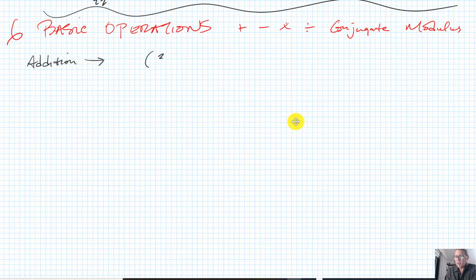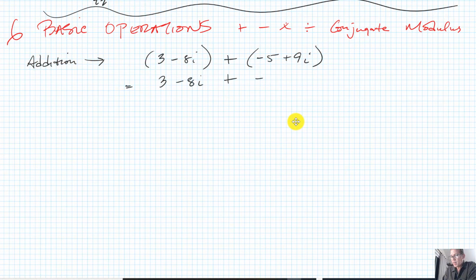So if you take 3 minus 8i and we add negative 5 plus 9i, what do we do? Well, how do we get this? We're adding, so really you don't need parentheses, so I'm going to drop the parentheses here. So 3 minus 8i plus negative 5 plus 9i. I'm going to regroup the like terms.